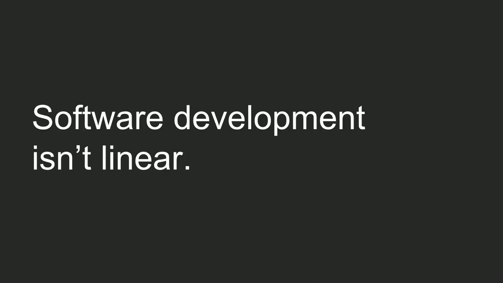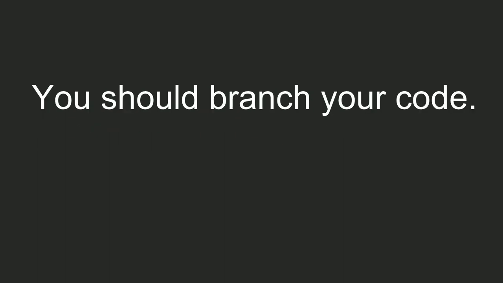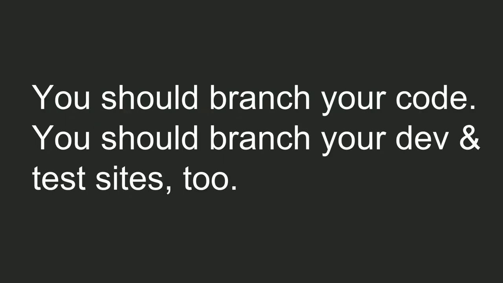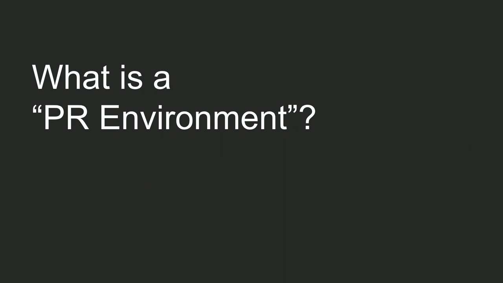So instead of that, you want to branch, right? That's why we use Git branching; software development is not linear. You should branch your code, and now you should also branch your environments too. So that's what a PR environment is. A pull request is GitHub's term, but it's basically requesting to merge. You push your branch, and then you tell somebody somewhere that it's ready to merge.